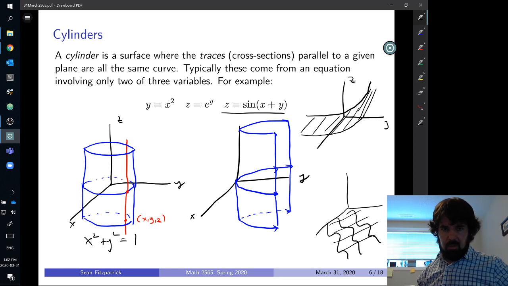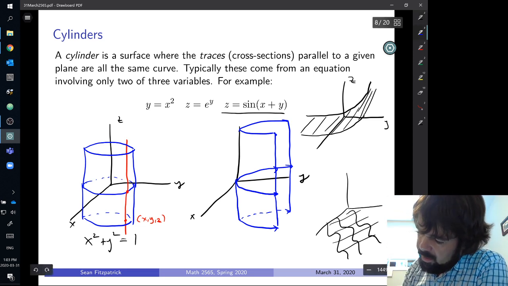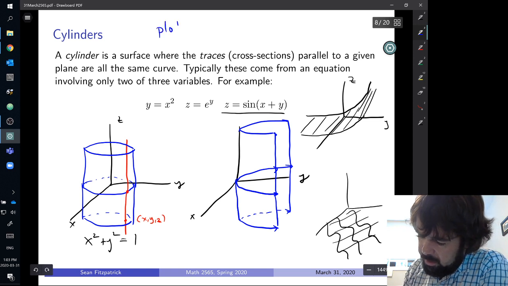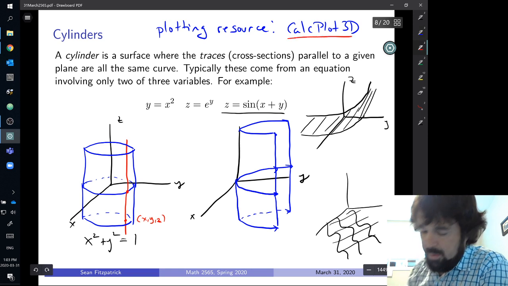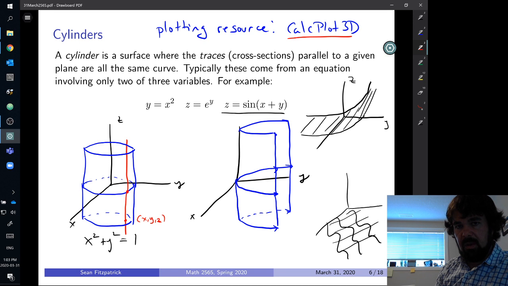I'll throw some links up on Moodle for places where you can go to get these plotted. GeoGebra is one option. There is a 3D plotter for it. There's another one, a plotting resource that's pretty good. It's called CalcPlot3D. So if you're ever working with these things and you just have no idea what it's supposed to look like, you go to one of these online plotting resources like CalcPlot3D, you put it in, and you plot it.